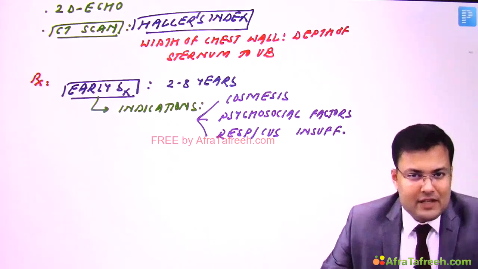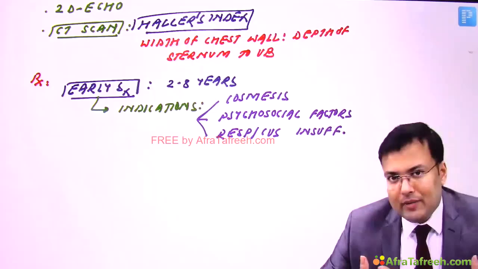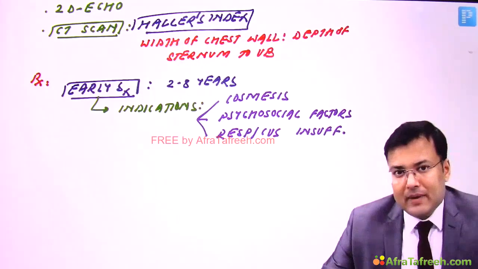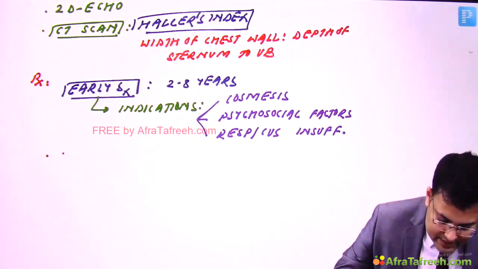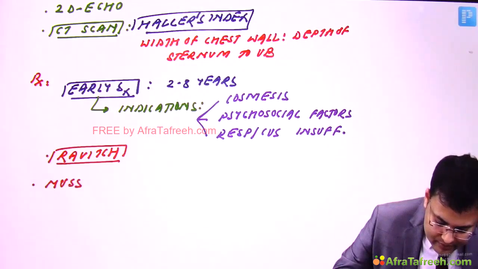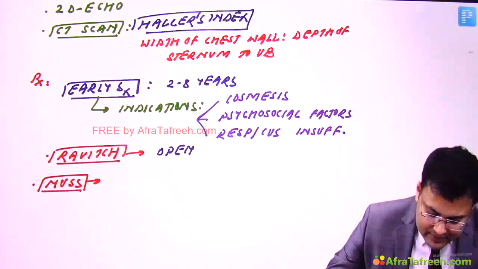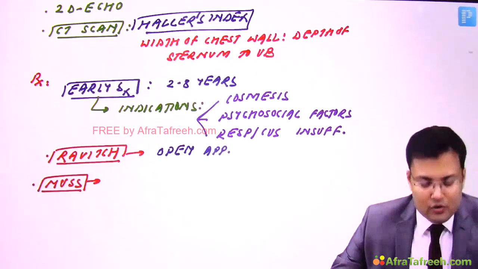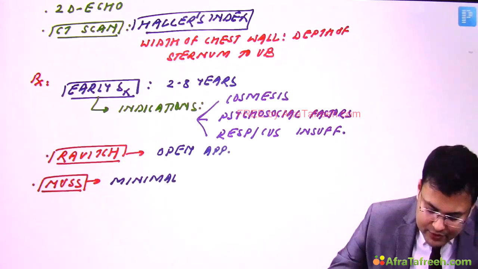Now what are the names of procedures which are done for pectus excavatum? One is the Ravitch procedure and the second is the Nuss procedure. The Ravitch procedure is performed by an open approach and the Nuss procedure is performed by a minimally invasive approach. You have to remember the names: Ravitch procedure and Nuss procedure.